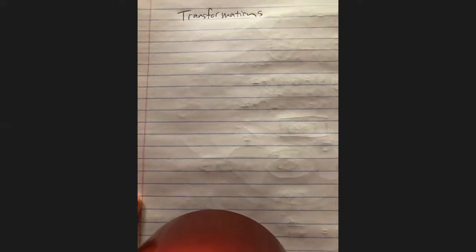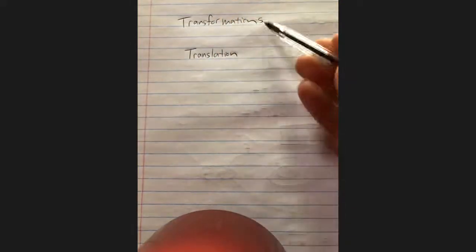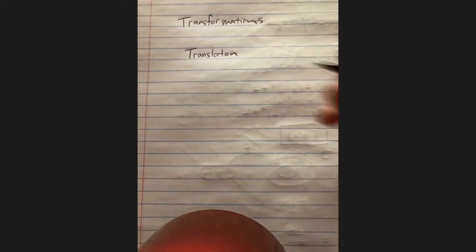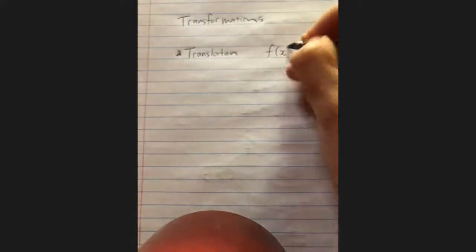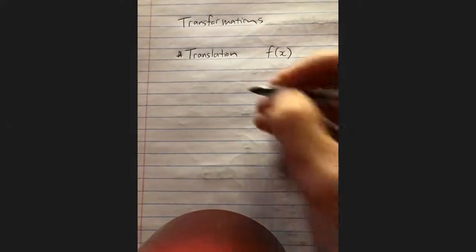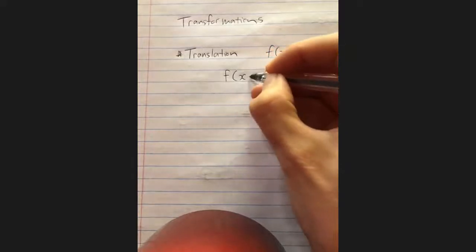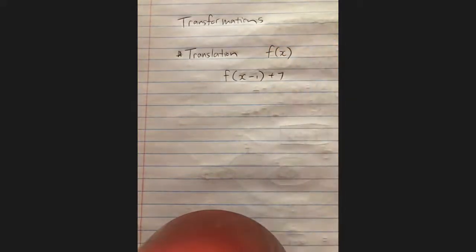The first one that I would love to do is a translation, there you go. I've seen in the papers that I've marked, people classify a translation as a transformation, and that's not correct. There's a specific type. A translation is a type of transformation. And that's if you, for instance, take a graph, let's say f of x, you don't even need to know what f of x was. And if you start moving it, so if you go f(x minus 1) plus 7, that's a translation.